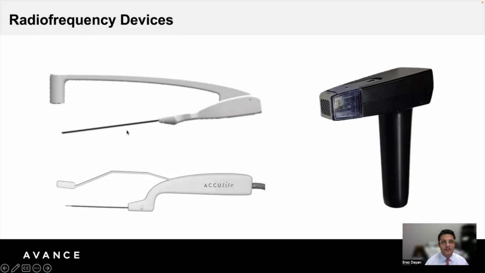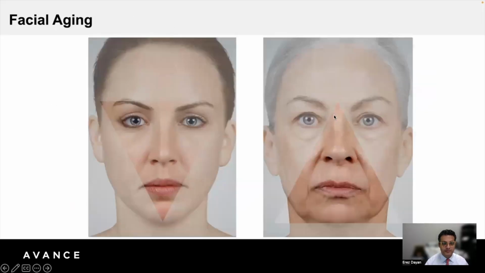So any kind of energy-based device is all about energy control and temperature control, because the difference between a burn and soft tissue contraction really comes down to a couple degrees. And this is a fractional radiofrequency needling device called the Morpheus device, which we'll discuss shortly.